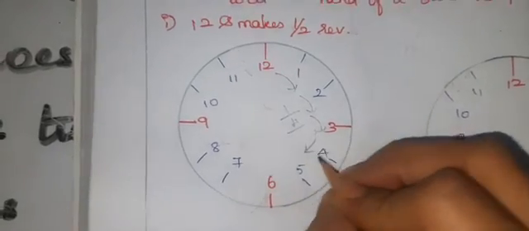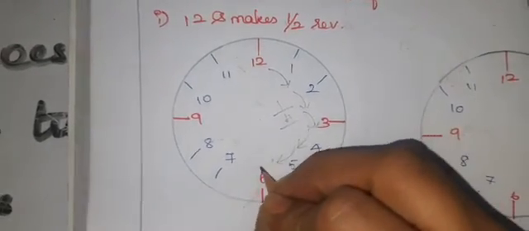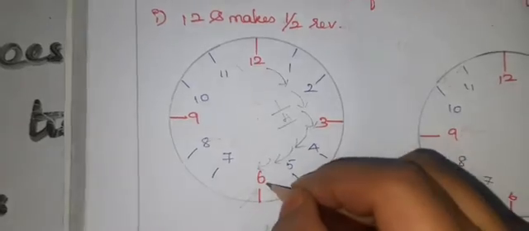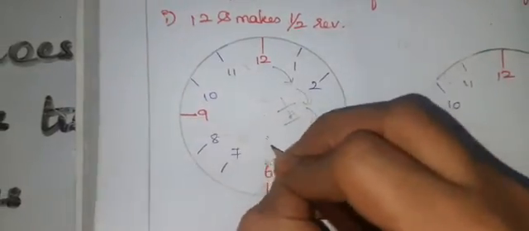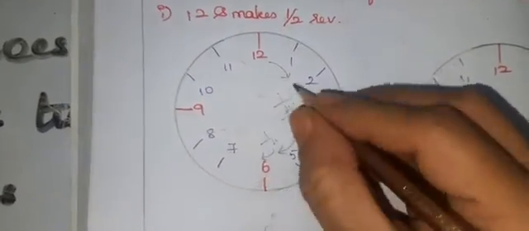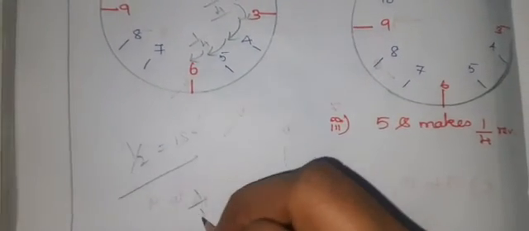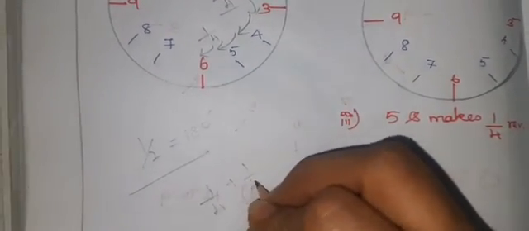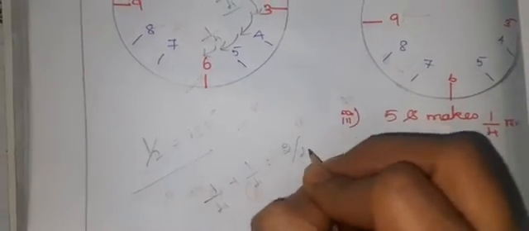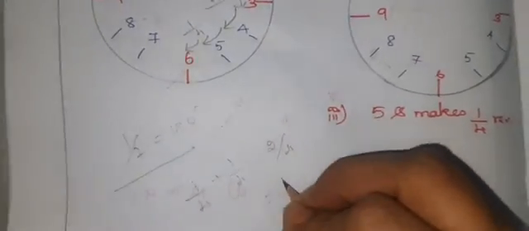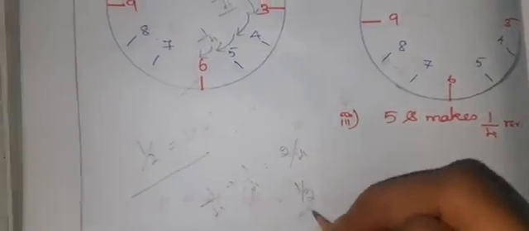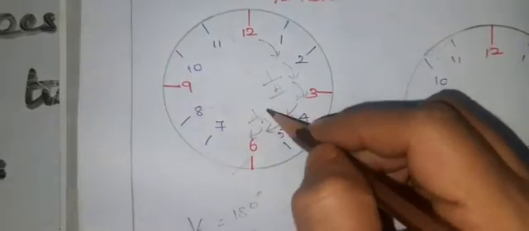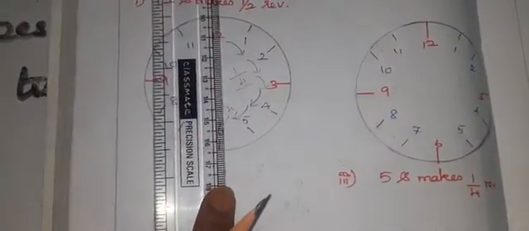Again 3 to 4, 4 to 5, 5 to 6. So now I have reached 6 and it is of another right angle. So totally 1 by 4 plus 1 by 4, which is equal to 2 by 4. When we simplify this, we get 1 by 2. So half the circle we have traveled. So half means it is of 180 degree.